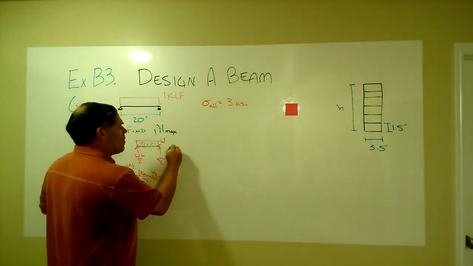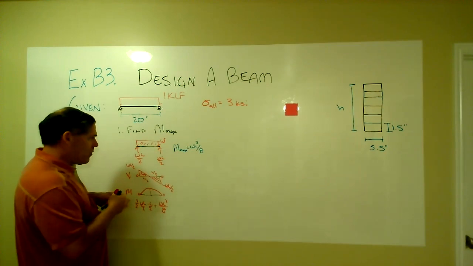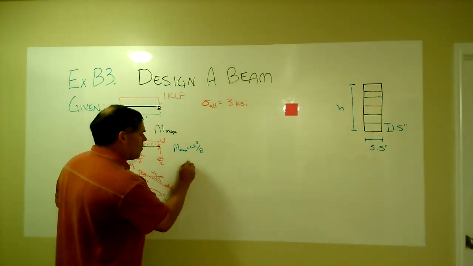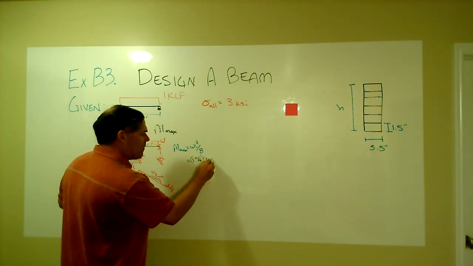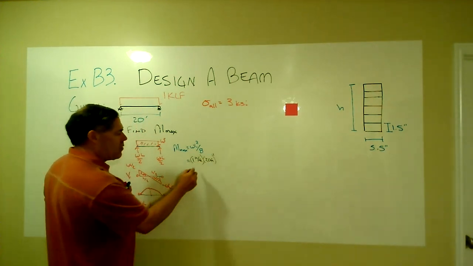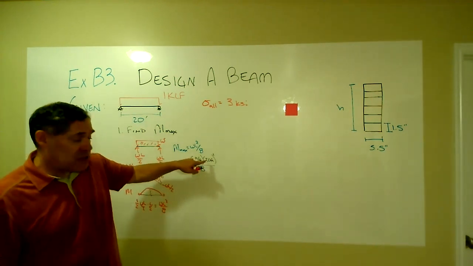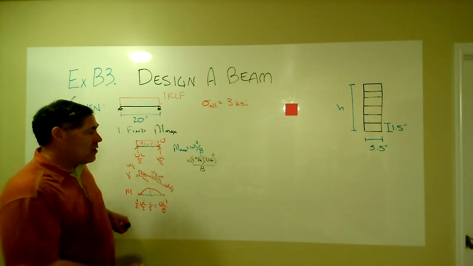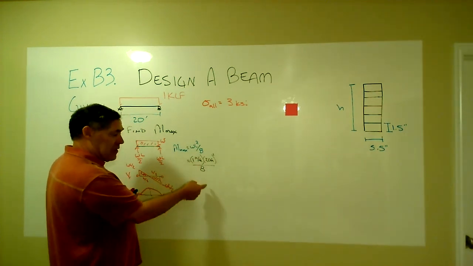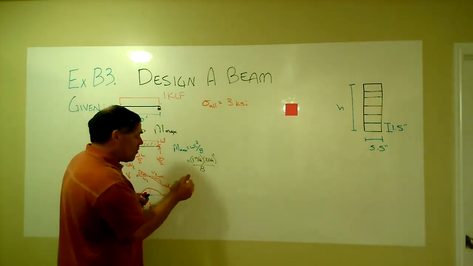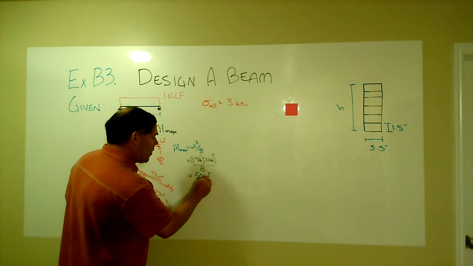We've got M max equals WL²/8, and our W is then 1 kip per foot times our span length of 20 feet. That whole thing, including the units, is squared, and then divide by 8. Well, 20 feet squared is going to be 400 square feet. So 1 kip per foot times 400 square feet will be 400 kip foot. 400 divided by 8 is going to be 50. So our answer here is that our moment demand is 50 kip foot.